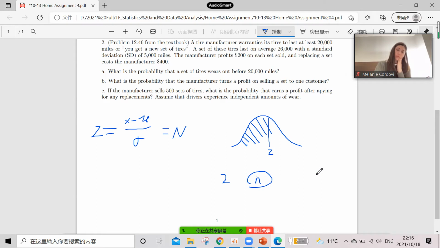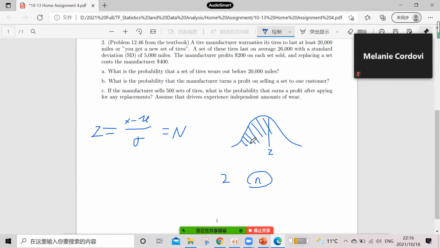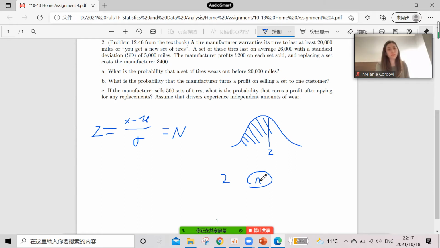Basically, it depends on what you want to find. If you want to find the area on the right, the white area in this distribution, then you should use 1 minus n, because in the table, the n always gives you the area of the shaded place. If you want to find the probability of your number being less than or equal to z, you use this little n directly, because that is the probability of the shaded area. And you know the whole area equals 1, so the area just means probability.